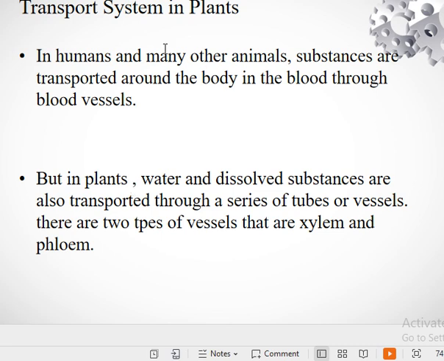Transport system in the plant. In humans and many other animals, substances are transported around the body in the blood through blood vessels. But in plants, water and dissolved substances are transported through a series of tubes or vessels. There are two types of vessels, xylem and phloem.